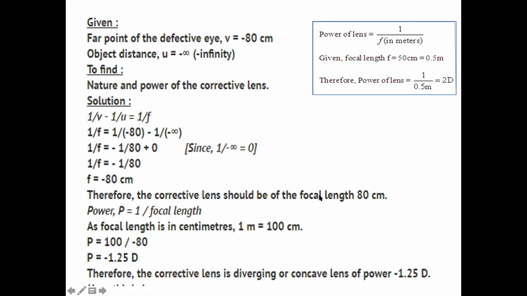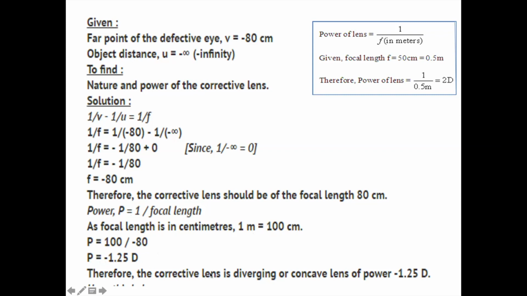Now we are interested in finding out the power of the lens. So power is the inverse of the focal length. P is equal to 1 upon F. Now as focal length is in centimeters, I have to convert, 1 meter is equal to 100 centimeters. So I'll be converting the upper part, that is 1 is equal to 100 upon minus 80. Or else here I can say 80 upon 100, so 100 goes up that way. Therefore, P is equal to minus 1.25 D, diopter.